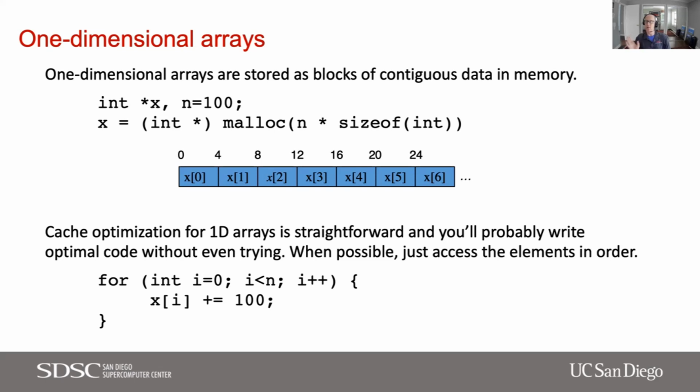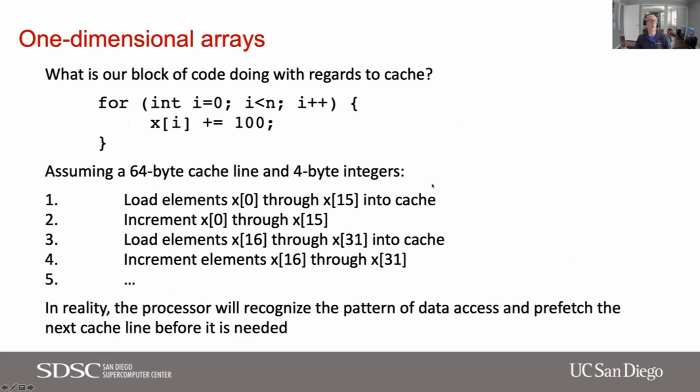When possible, just access the elements in order. I show a simple loop here where I'm taking each of those elements of the array x and incrementing them by 100. So I have my for loop, i equals 0, i less than n, i plus plus. Element by element, I am updating the values of x sub i. So what's going on with regards to cache?